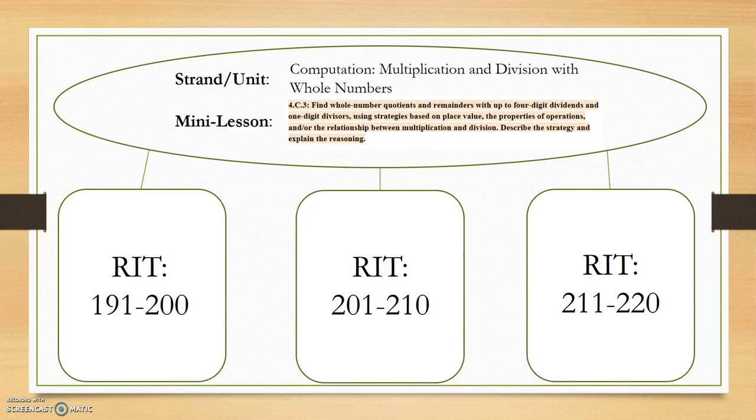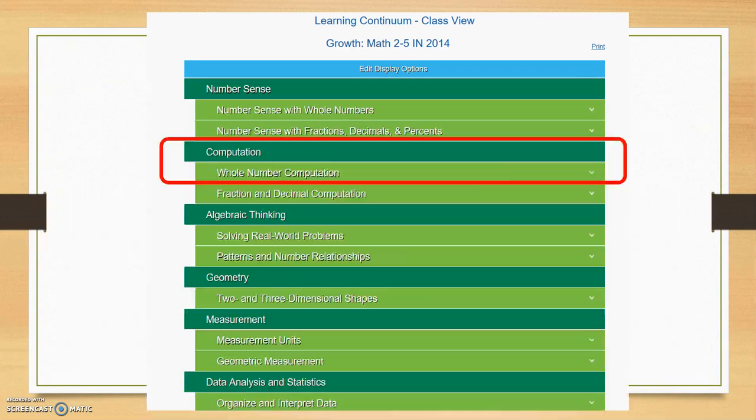So this teacher has their mini lesson planned, has it spelled out that they're going to be meeting with a small group in the 191 to 200 RIT range, a small group in the 201 to 210 RIT range, and a small group in the 211 to 220 RIT range. So those again were identified based on NWEA. So in order to find then what is it I'm going to teach each one of these small groups, we take a look back at the NWEA continuum.